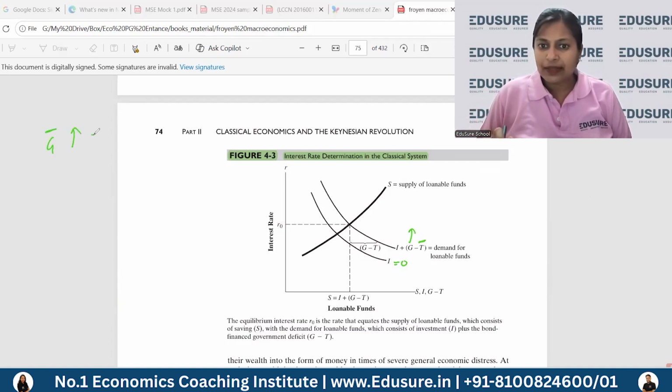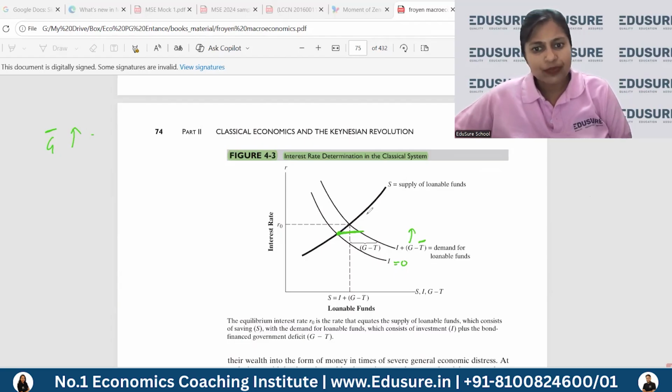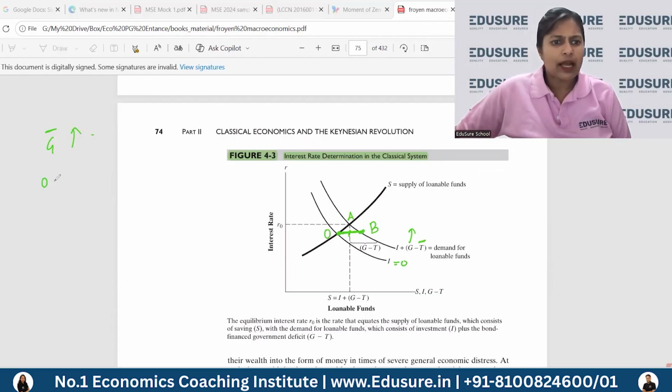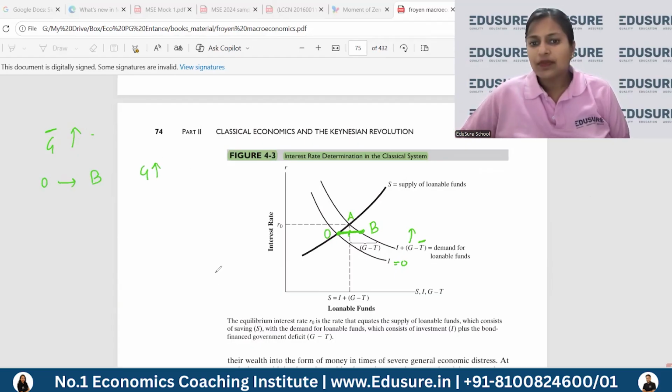Now how has aggregate demand remained the same? Let's see. So the same argument. Right now we were here. Let's say this is the increase in G bar. Let's call this point A, this point B. So from 0 to B has been the increase in government expenditure. Now from 0 to A, the rate of interest has gone up. So the equilibrium rate of interest is now A, right?